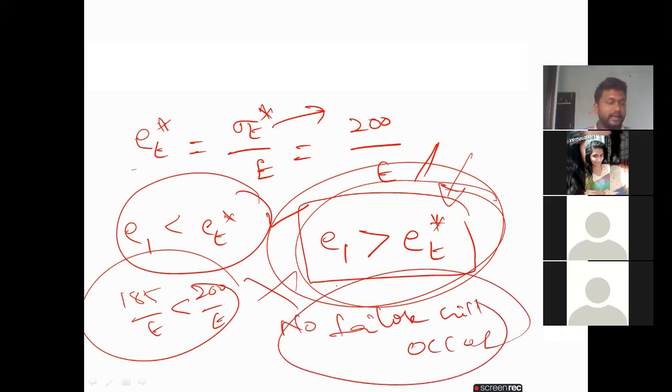You have to know this: as per the principal strain theory, if E1 is greater than E t star, there will be a failure. If it is not, the failure will not occur. Is this clear? Anyone respond? Then we will move to another problem.